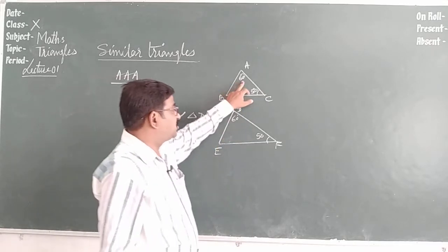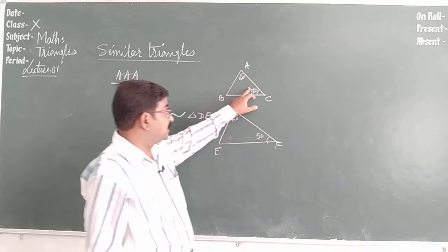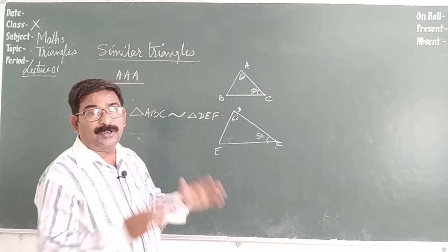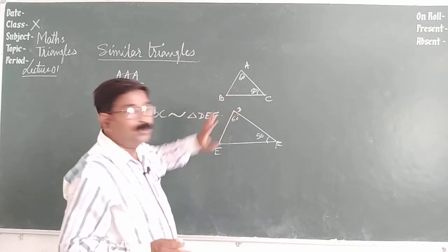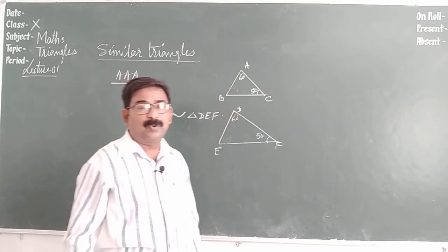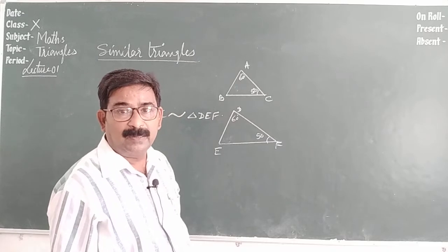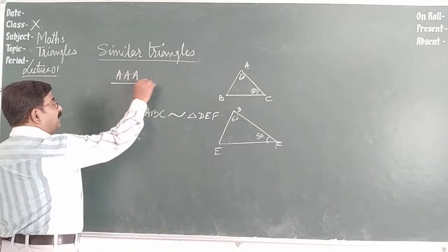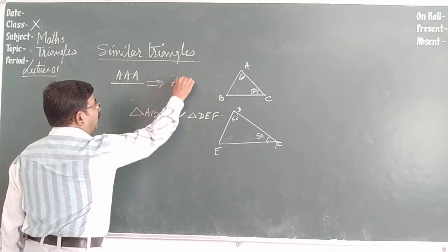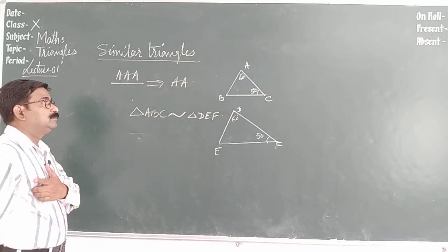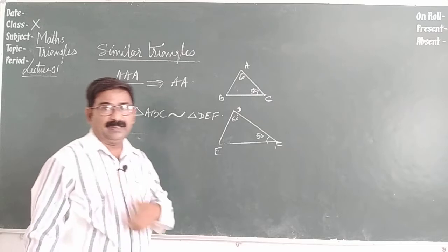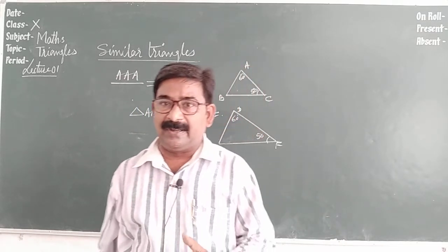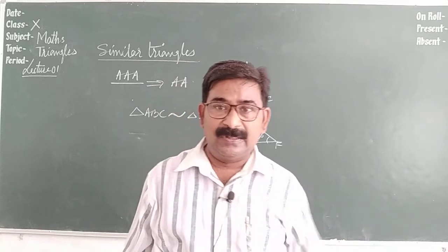Now in short, suppose the 70 degree angle is not given. This angle is 60 degrees and that angle is 60 degrees, this angle is 50 degrees and that angle is 50 degrees, and the third angle is not there. Automatically the third angle is equal to the third angle by the angle sum property of triangles. So in this case we write the triangles are similar by the AA criteria. So in short, we can use the AAA criteria of similarity or the AA criteria of similarity.